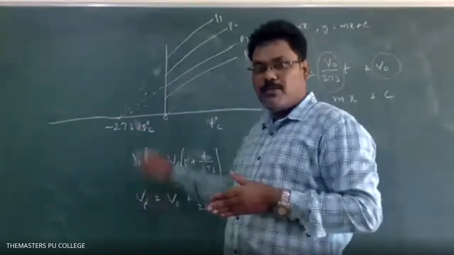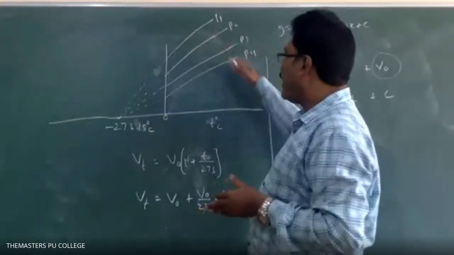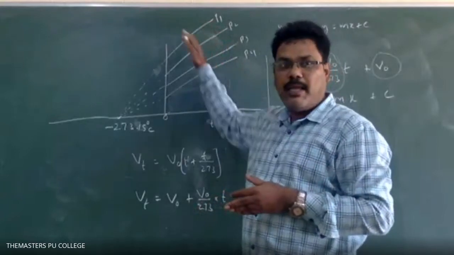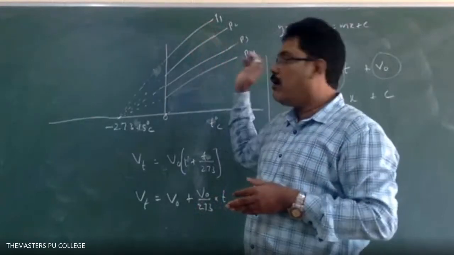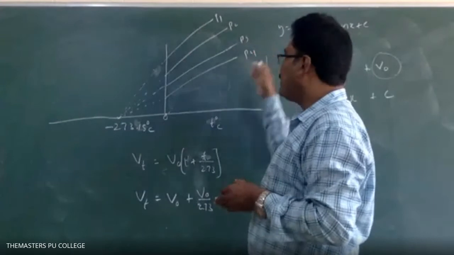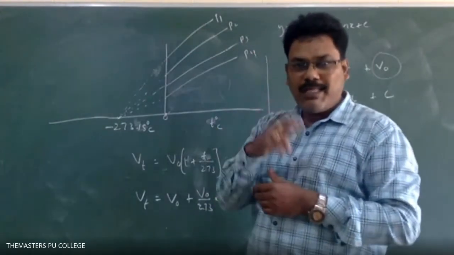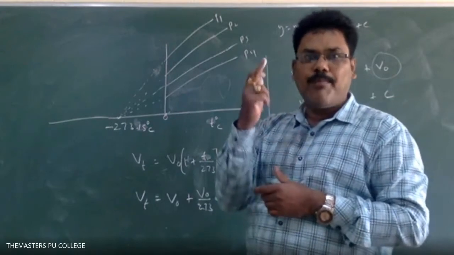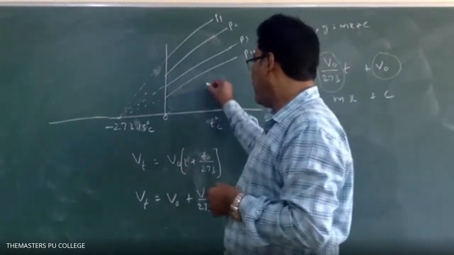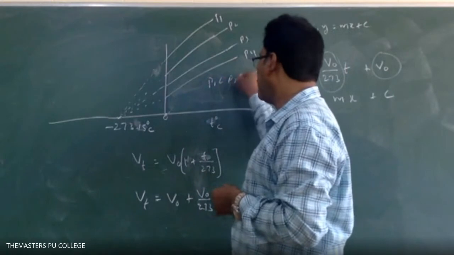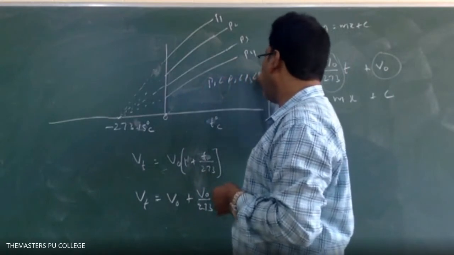Got it? So these are the isobars. Here, what is the relation between P1, P2, P3, P4? P1 is less than P2, less than P3, less than P4. Remember that.